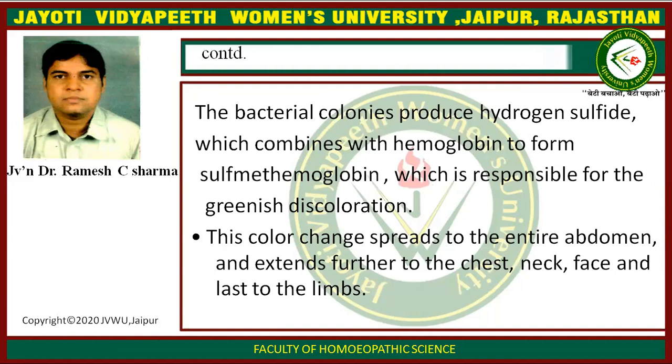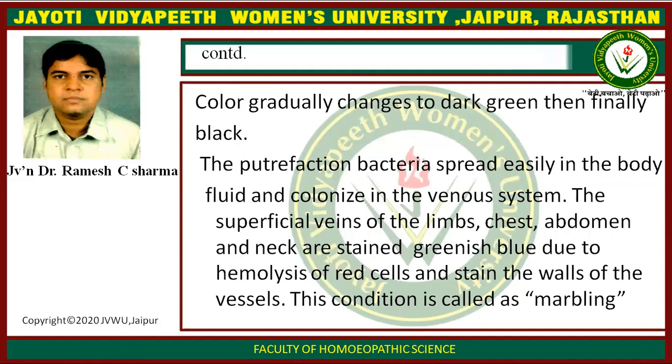The bacterial colonies produce hydrogen sulfide, which combines with hemoglobin to form sulfmethemoglobin, which is responsible for the greenish discoloration. This color change spreads to the entire abdomen and extends further to the chest, neck, face, and last to the limbs. Color gradually changes to dark green, then finally black.